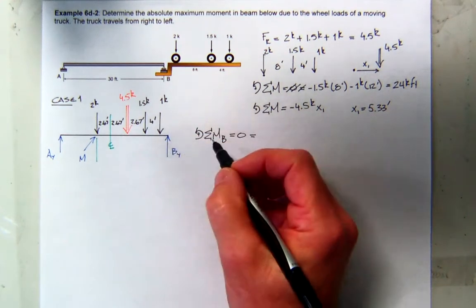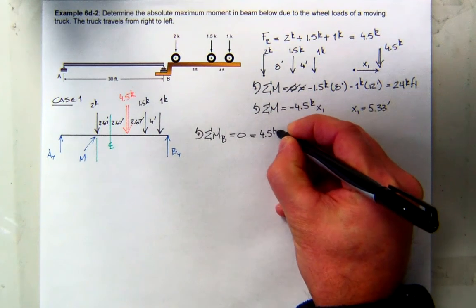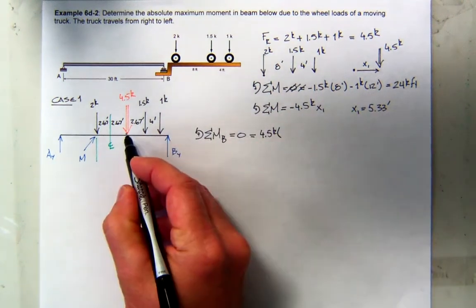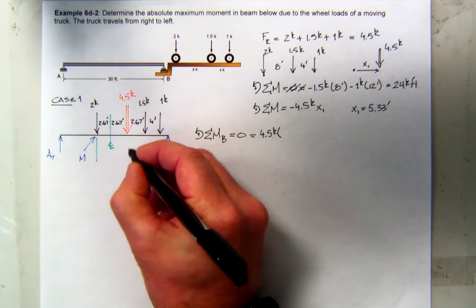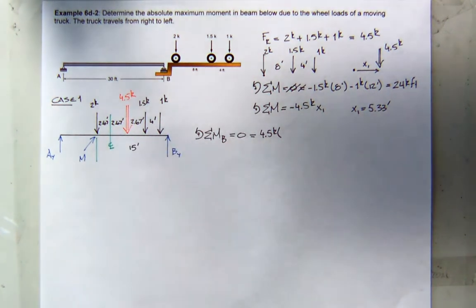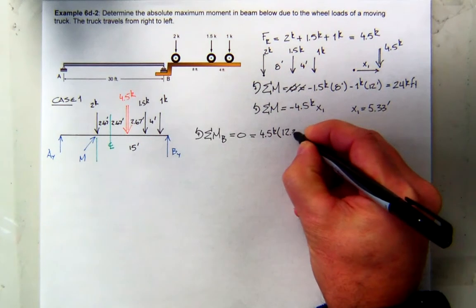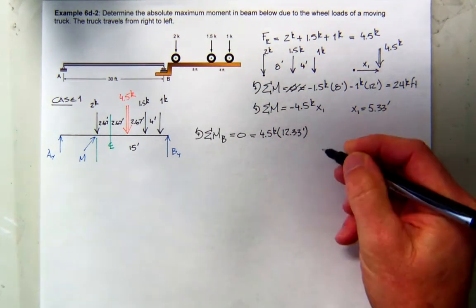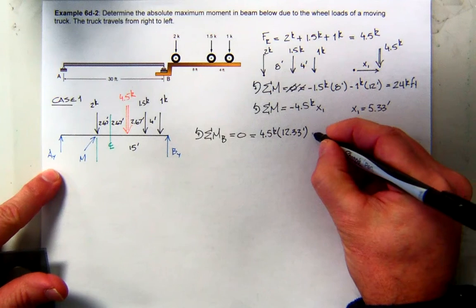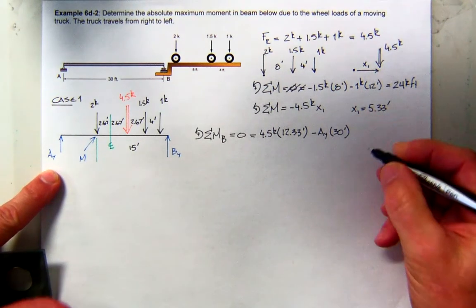So about B with right-hand rule, that 4.5 is going to create a positive moment. What's the distance from B to that? Well, the distance to the center line is 15 feet, or half, and then we come back away from that 2.67 feet, right? So that should be, what, 12.33? And then I'll have my reaction at A, which creates negative moment, times a moment arm of the total length, which is 30.